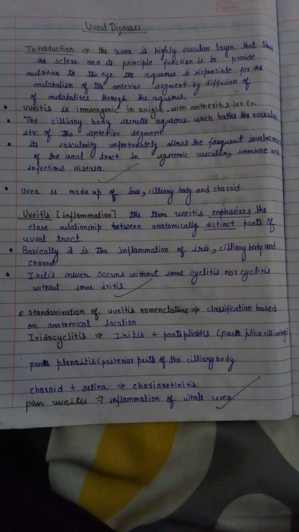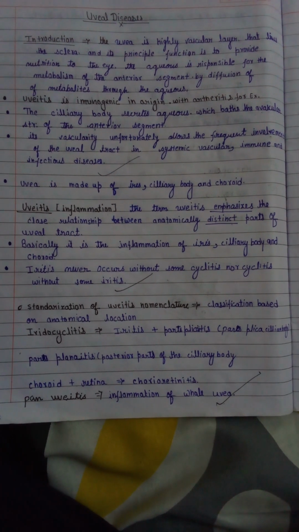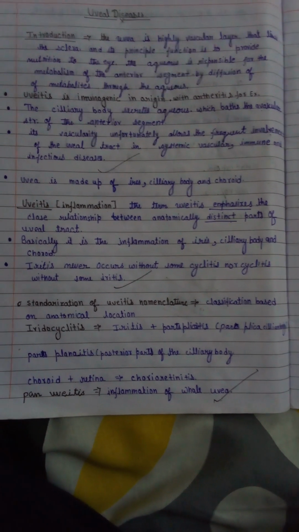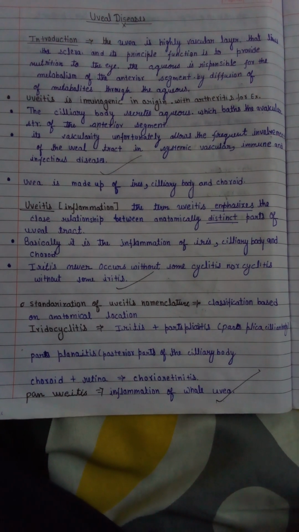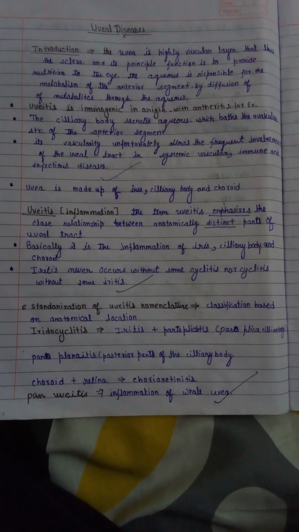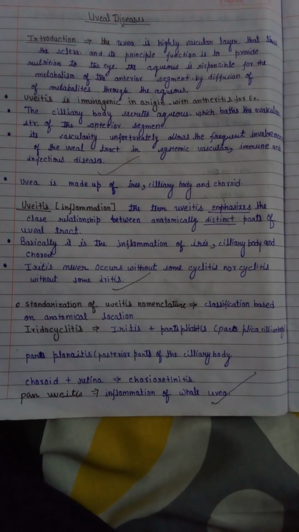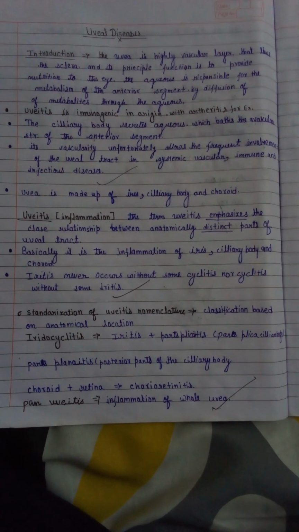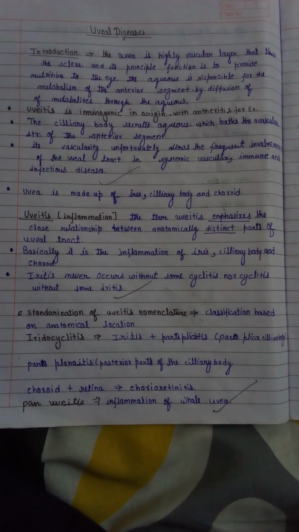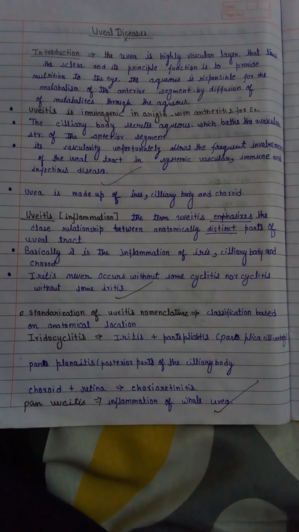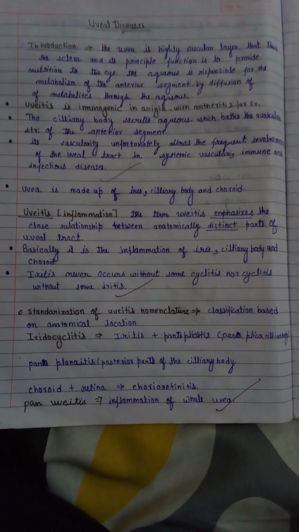Now we will talk about uveitis. Uveitis is the inflammation of uvea. The term uveitis emphasizes the close relationship between anatomically distinct parts of the uveal tract. Basically, it is the inflammation of iris, ciliary body, and choroid. Iritis never occurs without some cyclitis, nor cyclitis without some iritis.